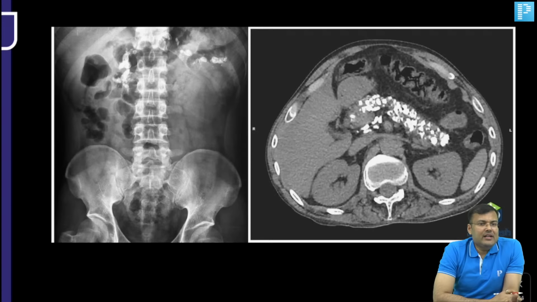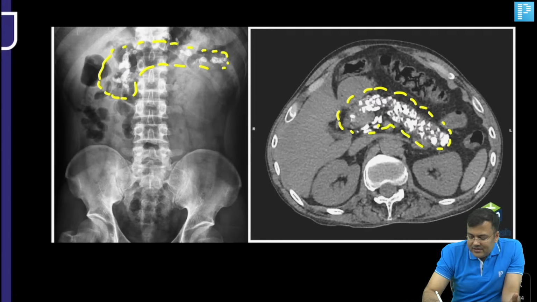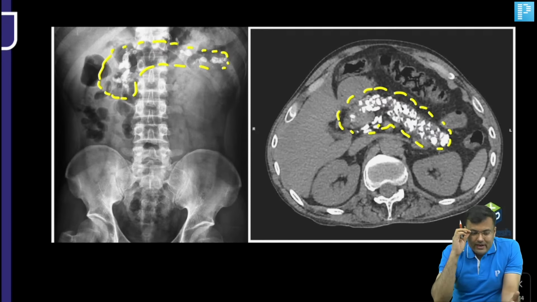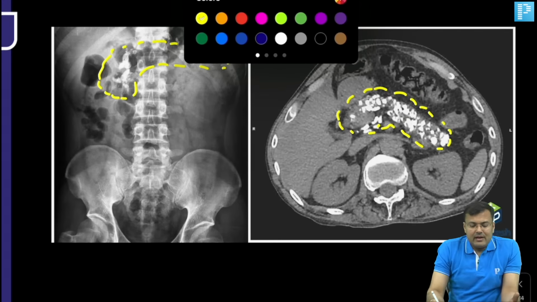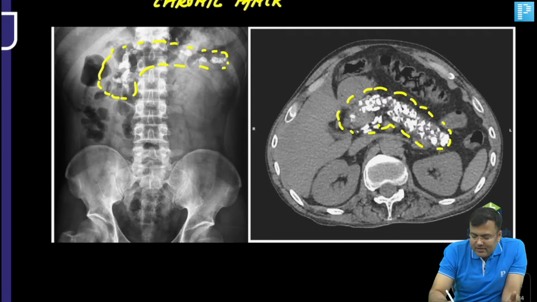guys, again it is a case of pancreatitis. Can you see the pattern of calcification? Now, tell me the diagnosis. Yes, tell me the diagnosis. Chronic pancreatitis, and you know that chronic pancreatitis is characterized by a triad. You can see the calcification.